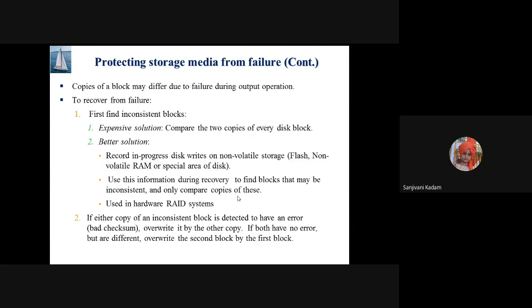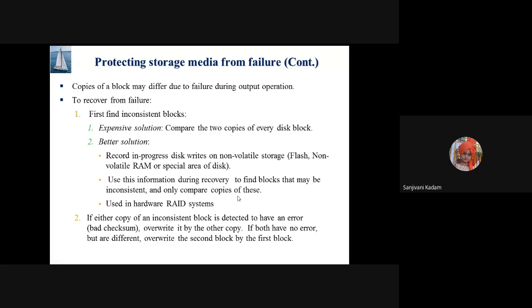Whenever we are performing changes to non-volatile storage, which is considered secondary storage and less affected by a failure, it can be flash, non-volatile RAM, or a special area of the disk. Whenever we need to recover another block, we use the same information during the recovery to find blocks that may be inconsistent.